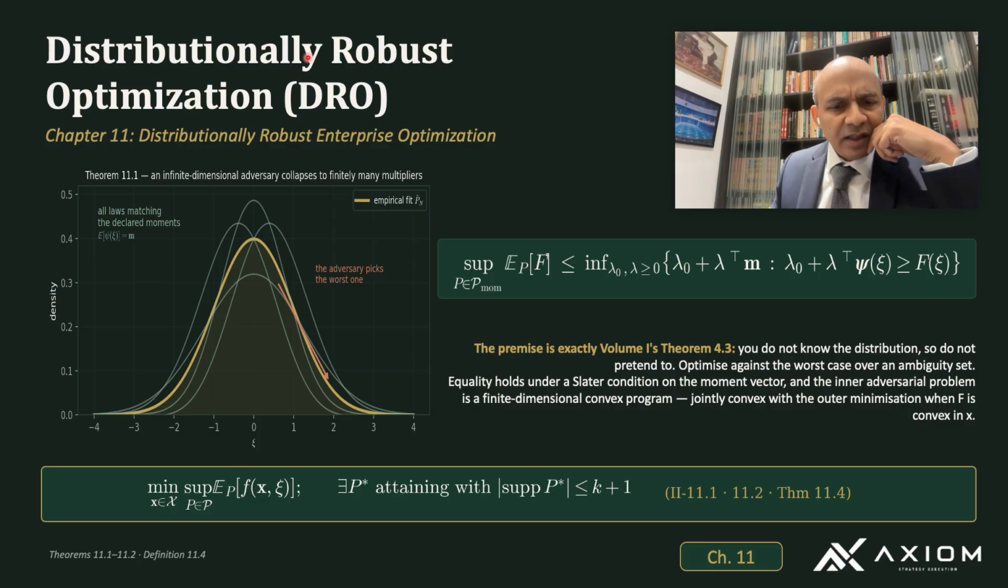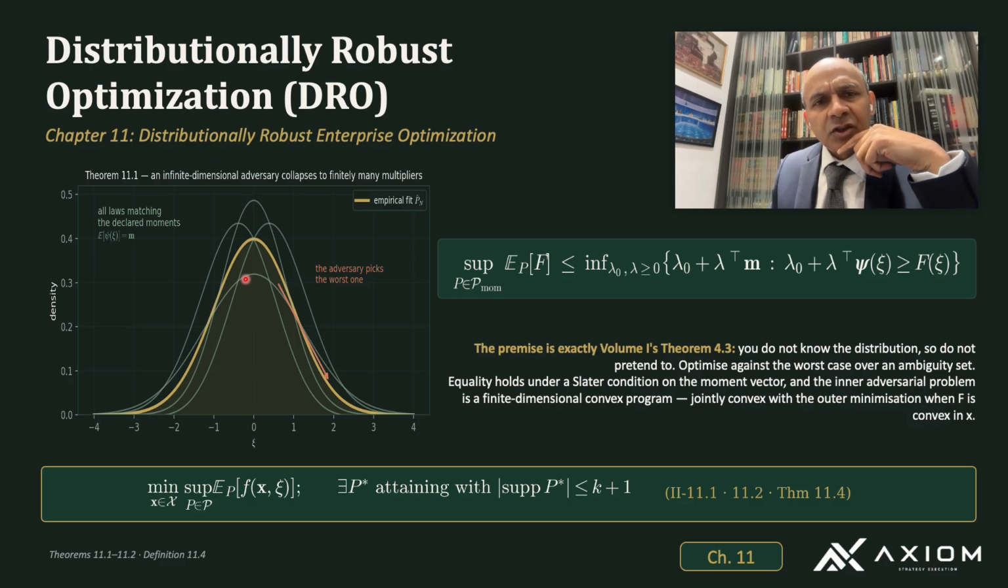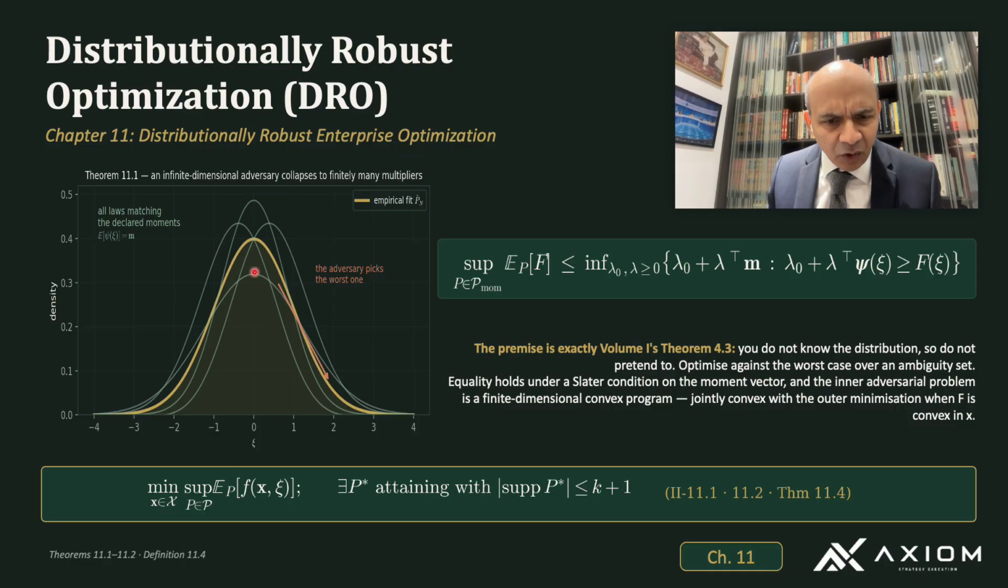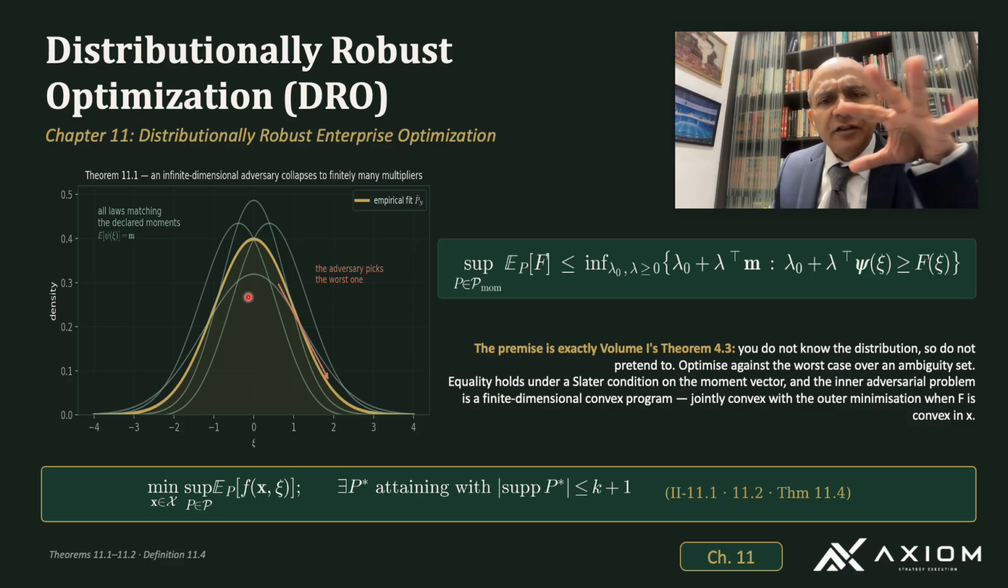So we look at this chart, which illustrates the logic of distributionally robust optimization. Instead of trusting a single fitted probability distribution, the model considers all distributions that are consistent with the declared moment information and assumes an adversary will choose the one that produces the worst expected outcome, so being pessimistic. The gold curve is the empirical or nominal distribution, while the surrounding curves represent alternative probability laws that match the same declared moments. The adversary selects the most damaging admissible law.